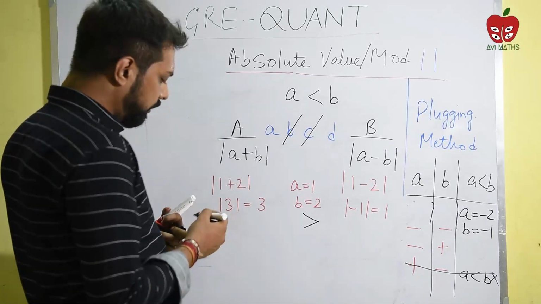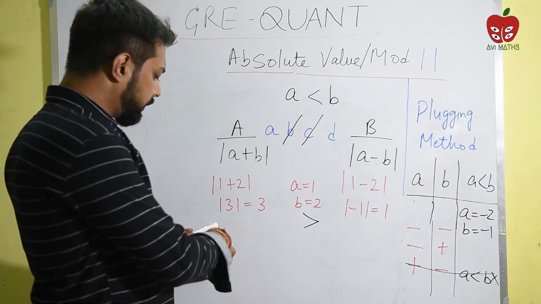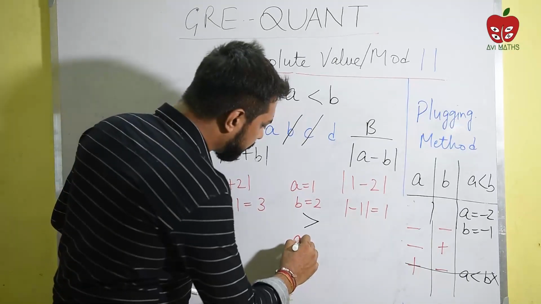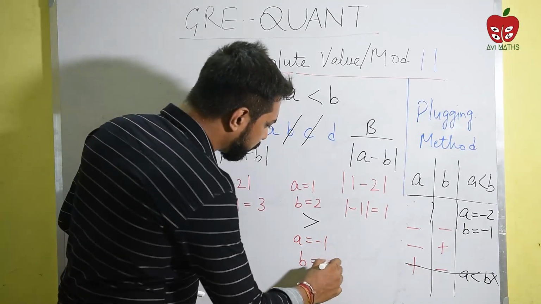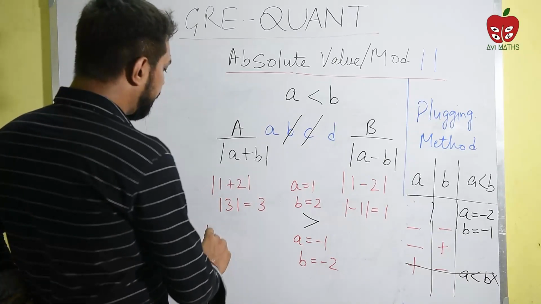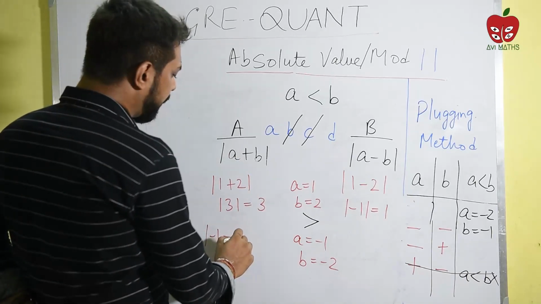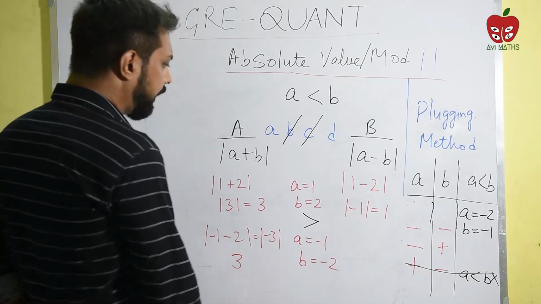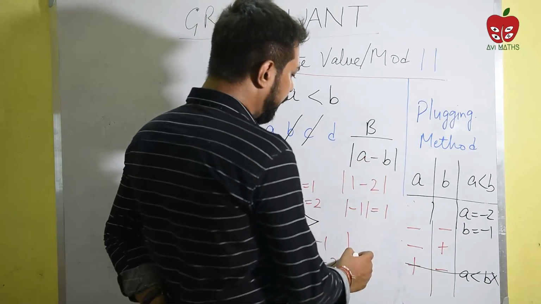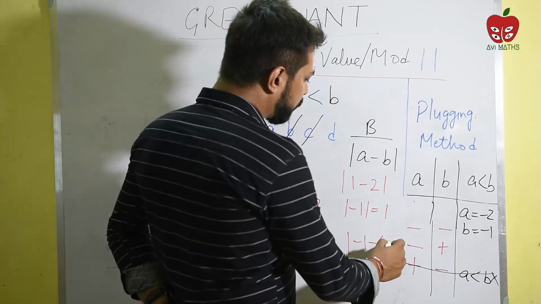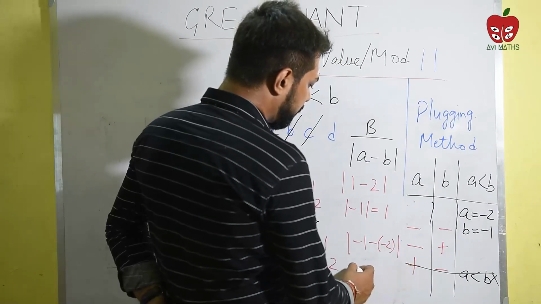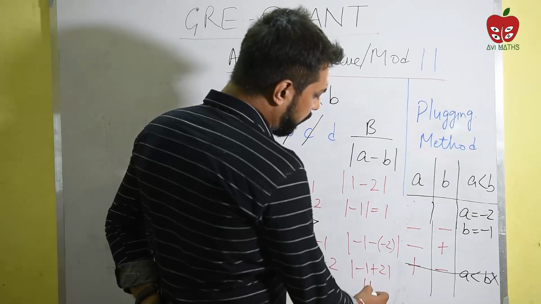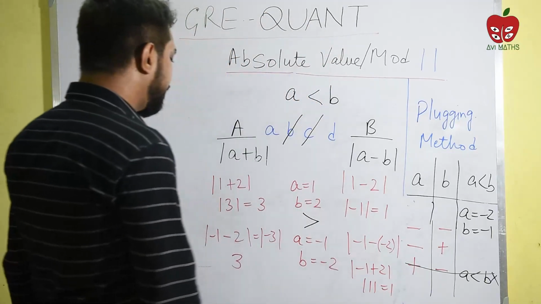Now I am going to check our question with these values. So my A is minus 1 and B is minus 2. Now just put the values in the left hand side. A is minus 1, B is minus 2. So minus 1 and minus 2 is minus 3. Mod of minus 3 is 3, right? On the right hand side, A is minus 1, B is minus 2. So minus 1, minus and minus is plus 2. Mod of minus 1 plus 2 is mod 1, and it is coming 1.